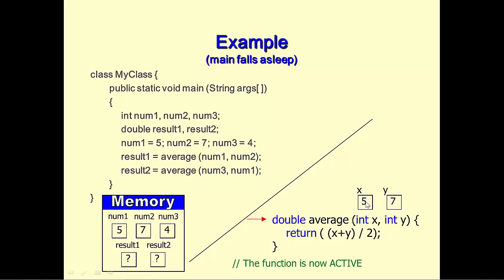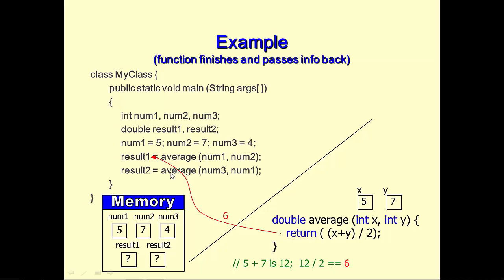So what's it going to do? Well, x has an initial value of 5. Y has an initial value of 7. So we can go in here and we can say, fine, x plus y, that's 5 plus 7 is 12, divided by 2 gives us a 6. So the question is, where does this 6 go? Notice that it says return a 6. Okay, so where does this result go?